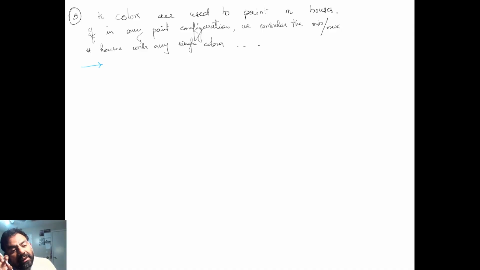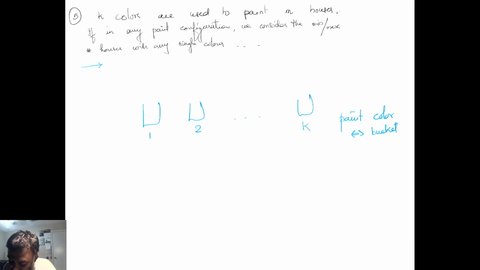Now what is the bucket and what is the ball in this case? We are asking for the number of houses with the same color. That means you're asking for the number of balls inside one bucket is what is the question, correct? So the bucket then should be the paint, right? So I'll have paint color 1, paint color 2, all the way up to paint color k. This is my bucket. What is a ball? Each house is a ball.